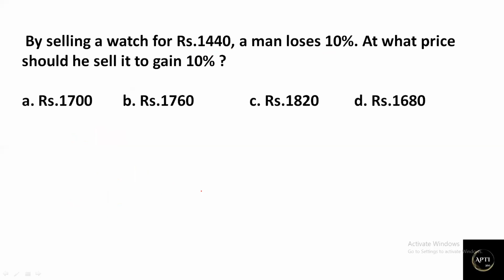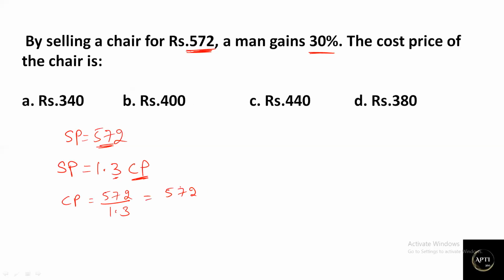So I write 5720 divided by 13. 13 how many times will it go? 13 4 times is 52, and 5 will be the remainder, then again 4 times is 52, 0. So the cost price will be 440 rupees. Which option is correct? Option C. Hope you are all clear with this question. Now we'll move on to the next one.